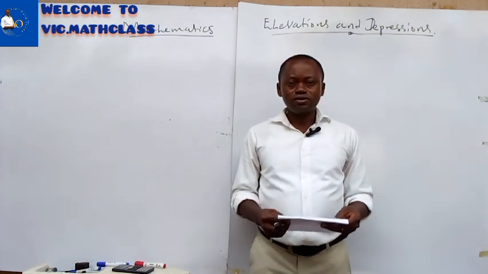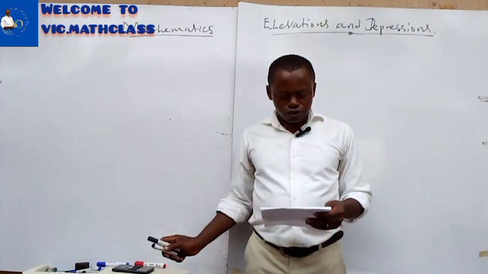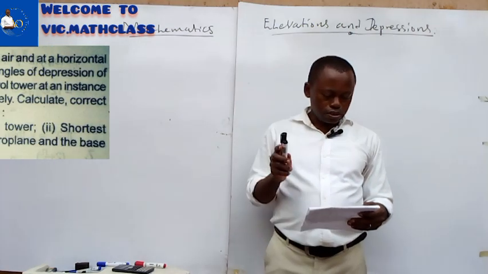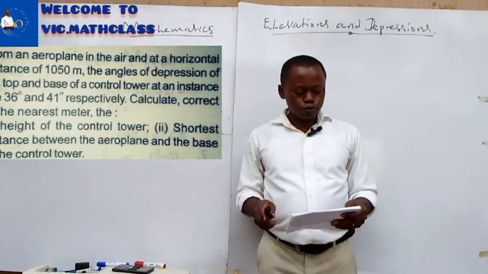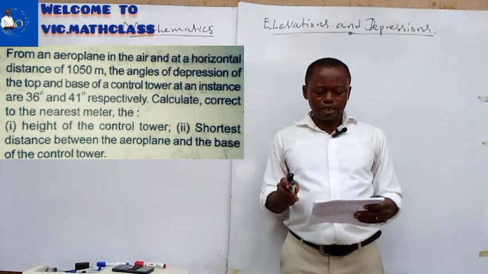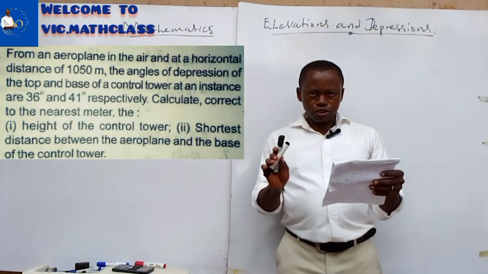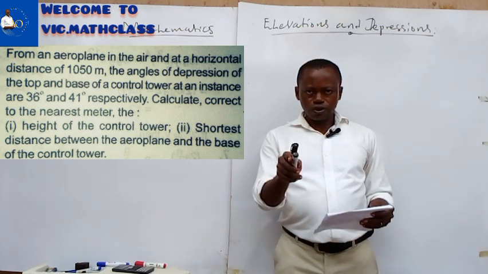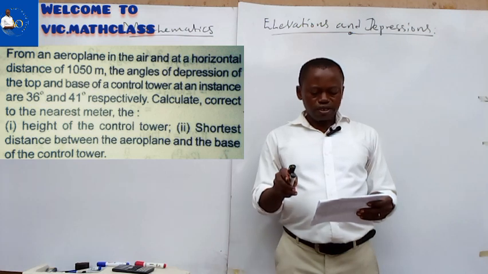All right, right now let's look at this question. It is another question that has to do with angles of elevation and depression. As I said, I'm going to put it up here as I read from here. This question says, from an aeroplane in the air. As I am reading this, you begin to create the imagination. That is what you're going to do when you are looking at it in the question paper.